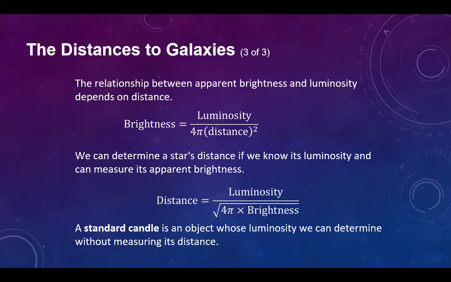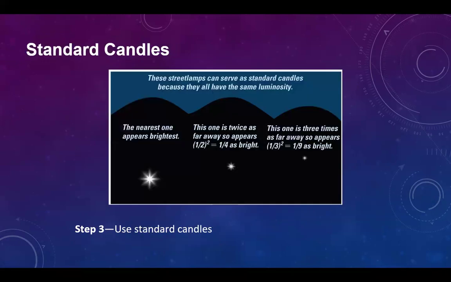So most of the time we're using brightness and distance to figure out luminosity. But sometimes you want to find distance and you know the luminosity. So standard candles are things we just know how bright they are.